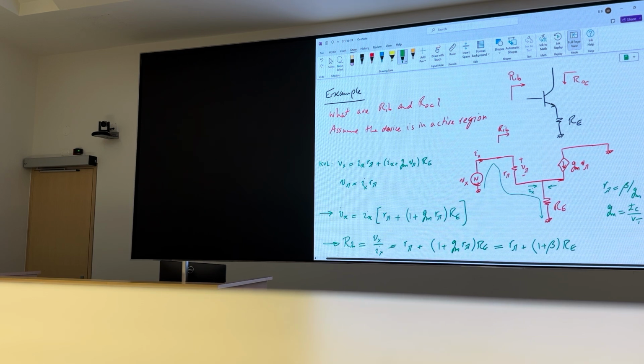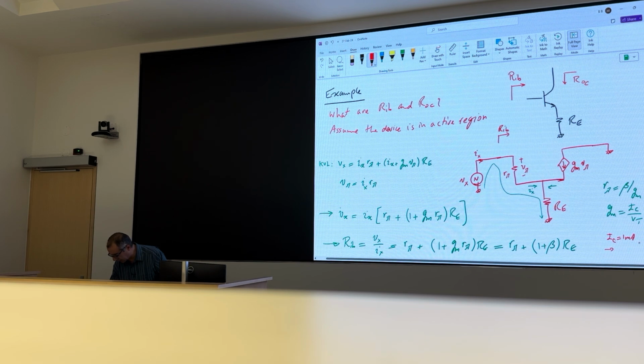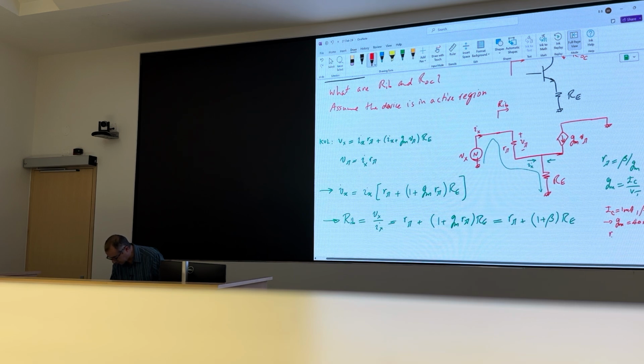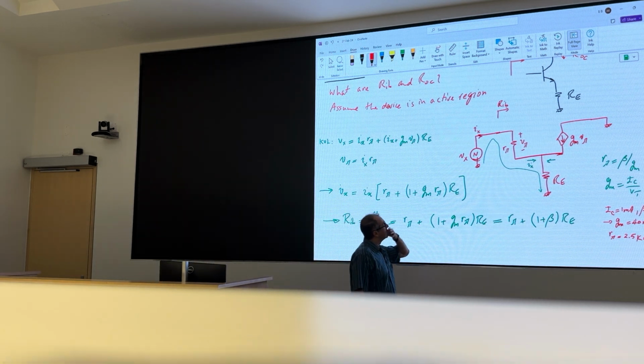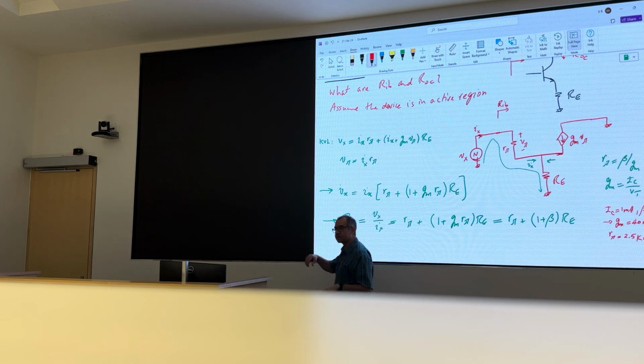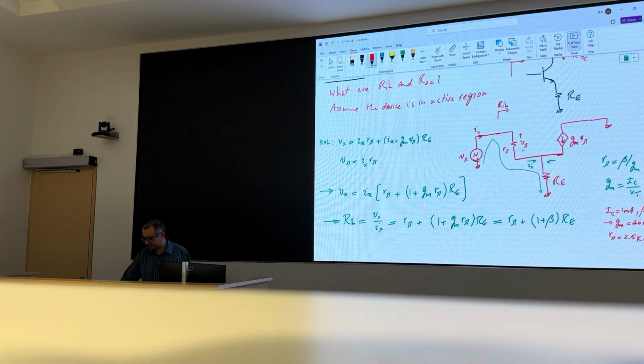Okay. So let's use a number here for IC. Let's say IC is 1 mA. If IC is 1 mA and beta is 100, let's say, then gm is 40 millisiemens and r_pi is 2.5 kiloohms. Okay, for those numbers you get these values. So you are connecting this as, let's say, your second amplifier stage to the previous one.